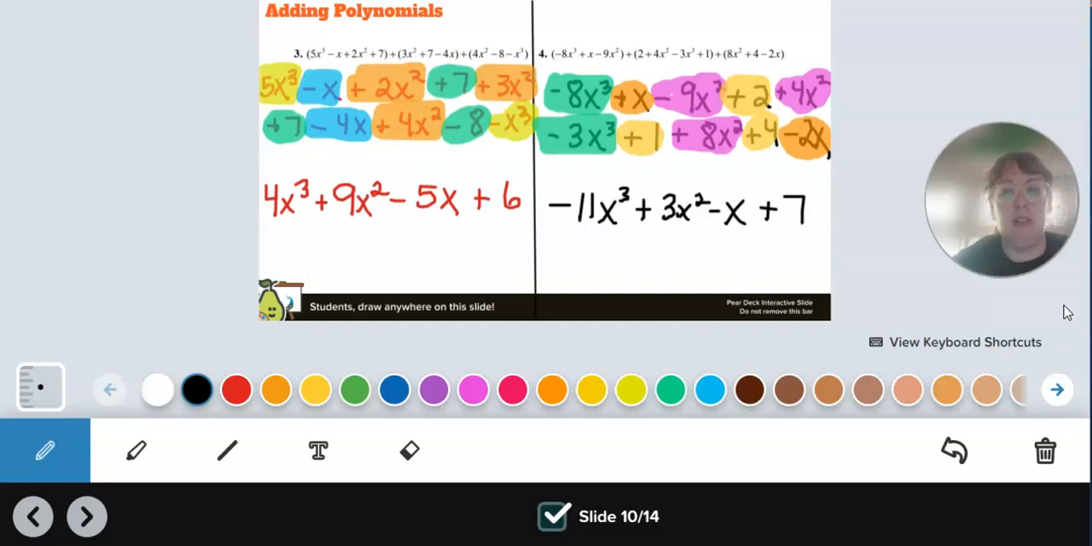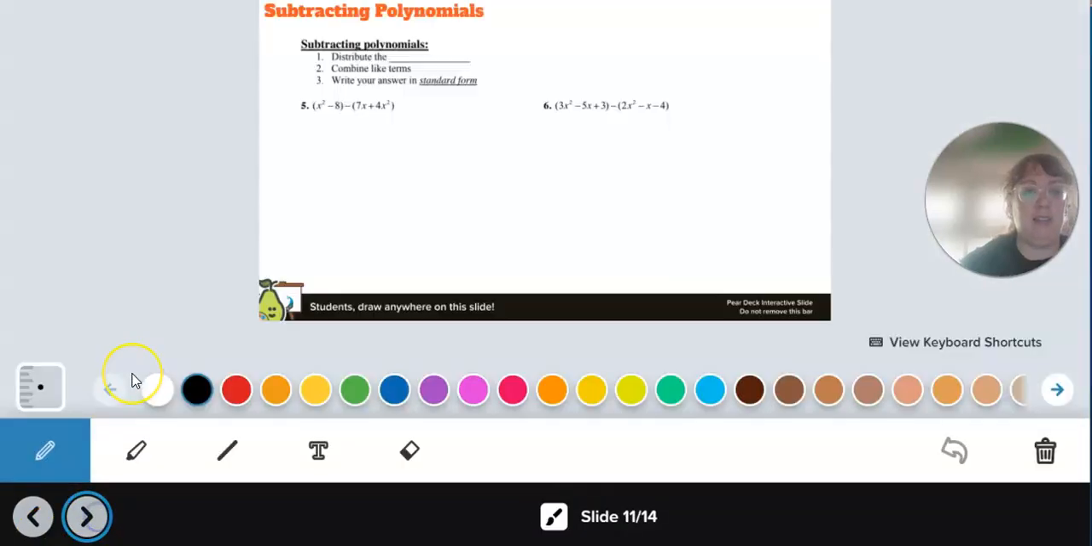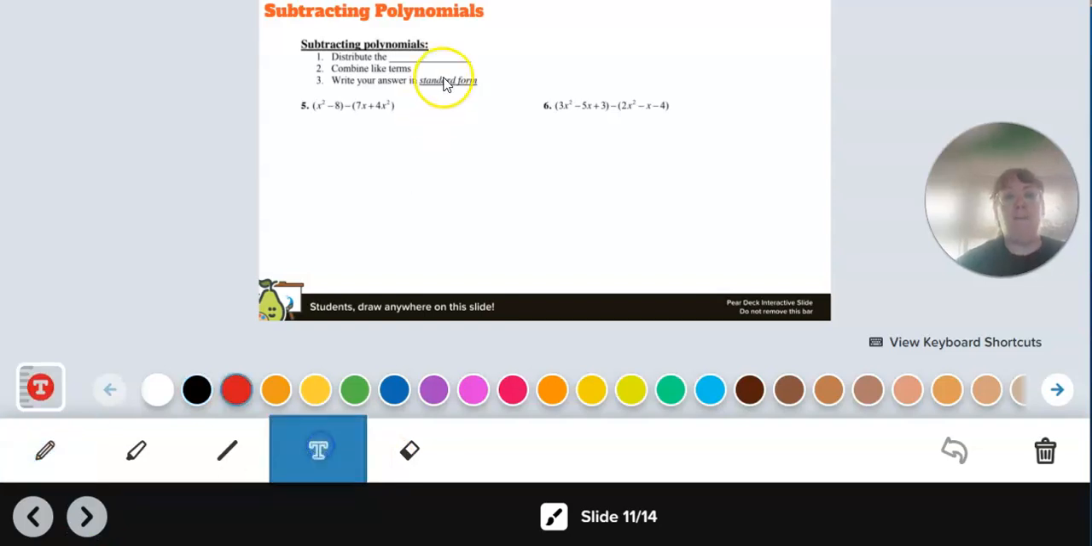Beautiful. Alrighty, let's look at the next slide, slide 11. When we are doing subtraction, before we drop the parentheses, we have to distribute the subtraction sign. Then we combine our like terms, and then we'll put our answer in standard form. So, what does that look like?